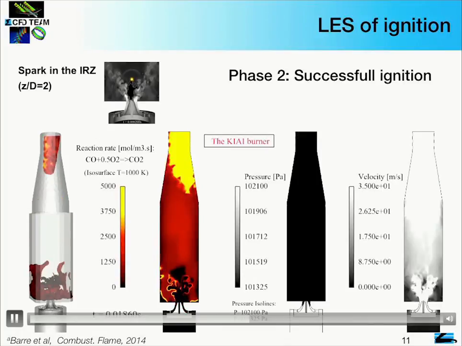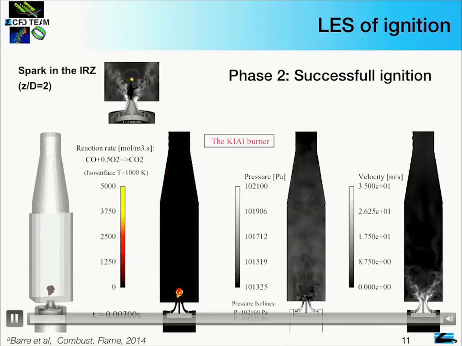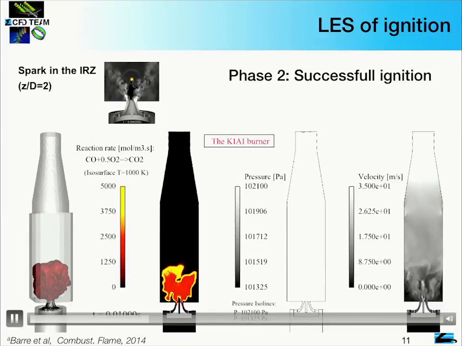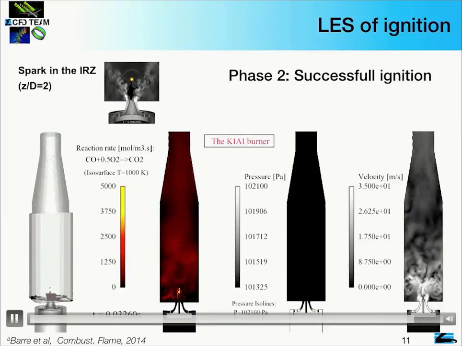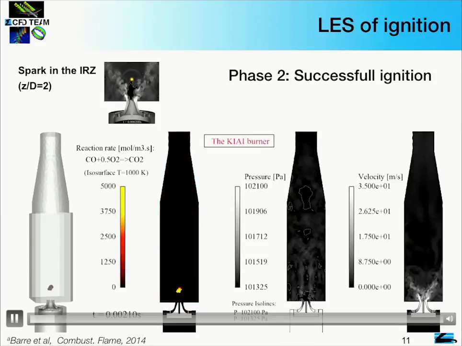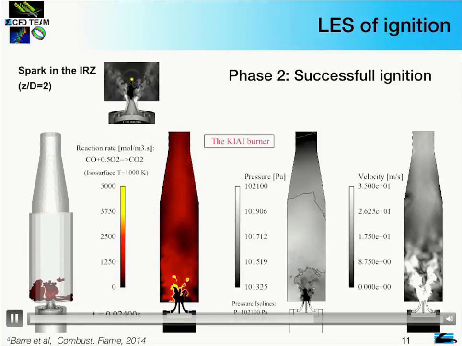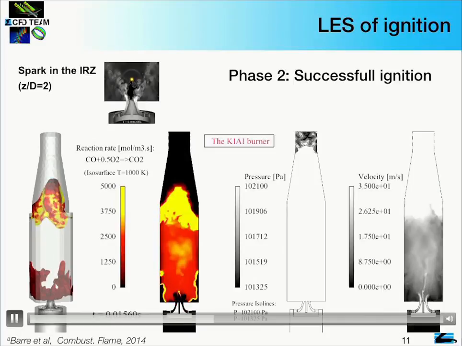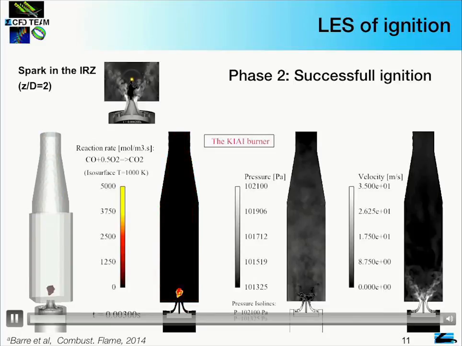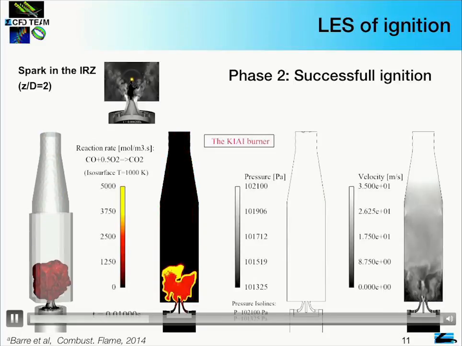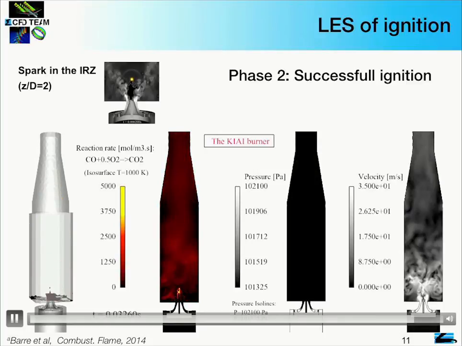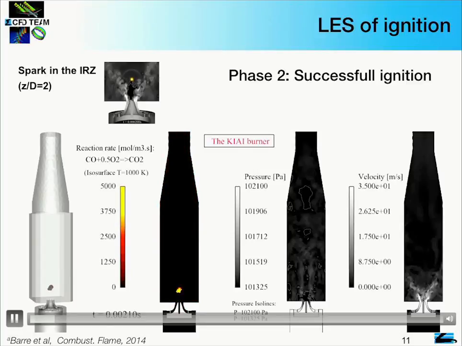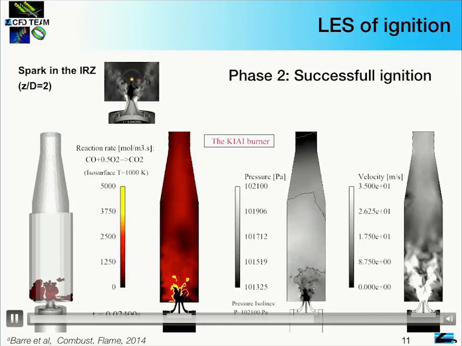So here we're not anymore in a validation step because it's a real system. So we can see here how the flame develops, and the impact on the pressure field and the velocity field. Okay. So what we can do in comparison with experiment with this type of configuration is to see if, in terms of probability of ignition, we recover the correct behavior.